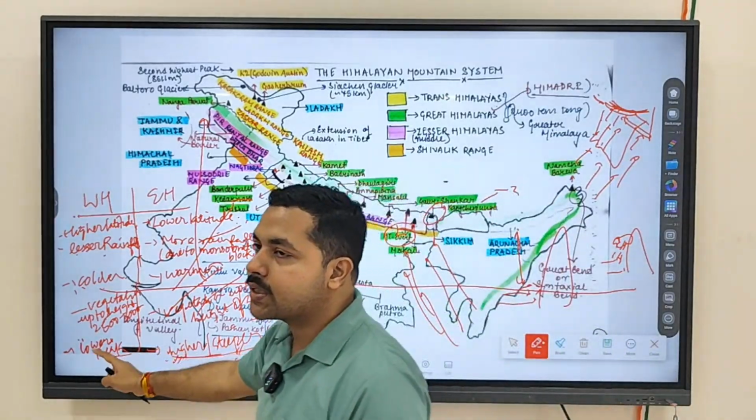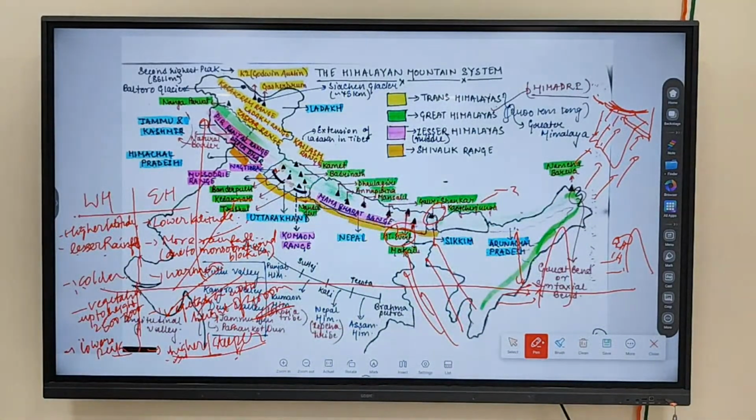Western Himalayas are comparatively lower as compared to the Eastern Himalayas, and they are also gradual in nature. Fine. So you have to keep these differences in mind with regard to Western Himalayas and Eastern Himalayas.